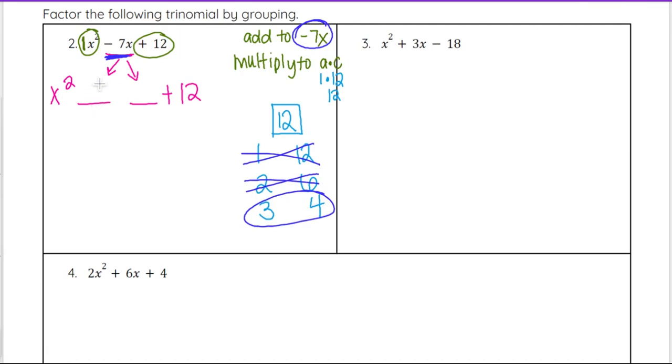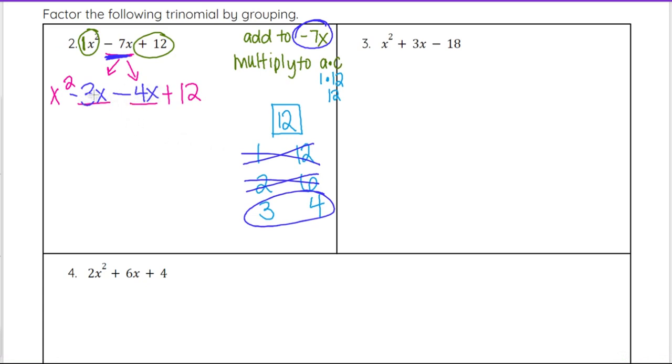So 3 and 4 I'm going to use, but if I just do 3 plus 4, that's positive 7. So I need to do negative 3x and negative 4x. And it does not matter at all, as long as you pick the right numbers, it does not matter at all which order you put them in. It will work both ways. So let's take a look.